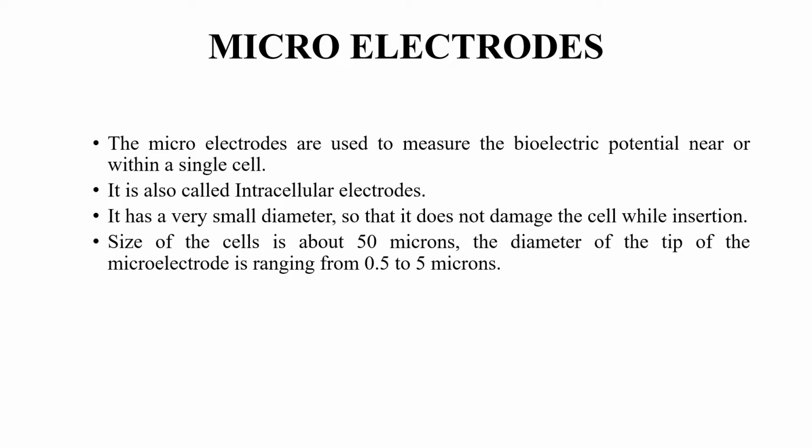While measuring the potential with the microelectrode, the microelectrode is located within the cell and the reference electrode is placed outside the cell. Its diameter is very small, so it will not cause any damage to the cell while we are inserting it. Size of the cell is about 50 microns. The diameter of the tip of the microelectrode ranges from 0.5 to 5 microns.